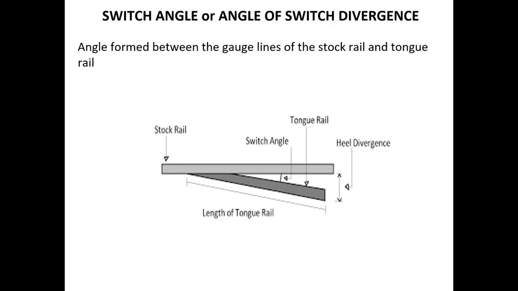Hello everyone. In the previous lecture we have seen the topics: what are points and crossings, what are turnouts, what is a left hand turnout, what is a right hand turnout, then what are the components of the turnout. And the last topic that we were studying in the previous lecture was the switch.